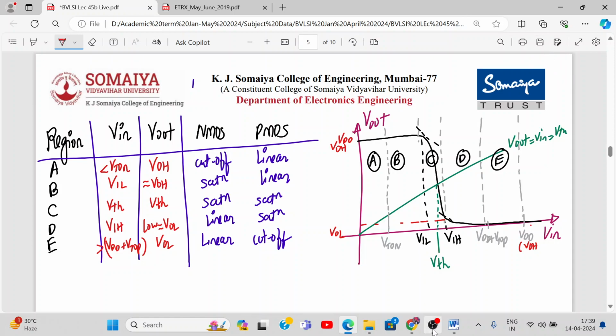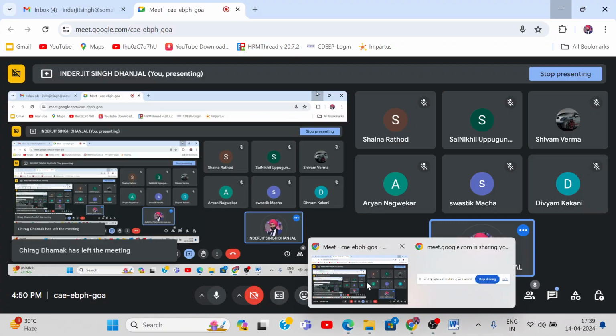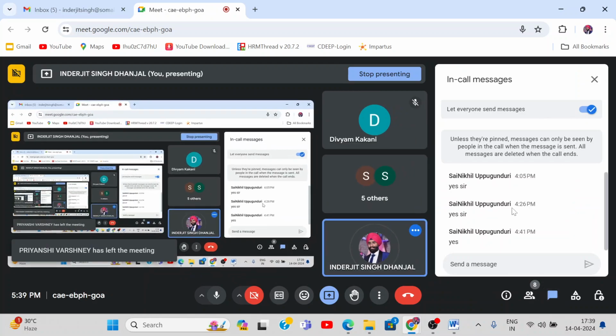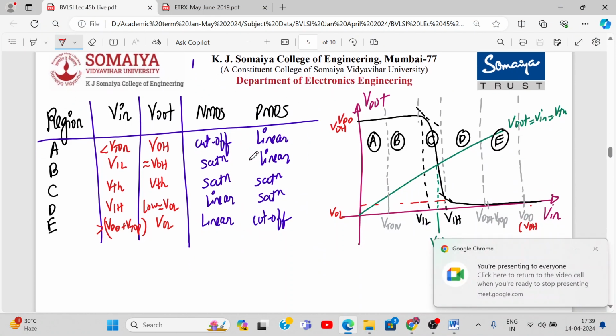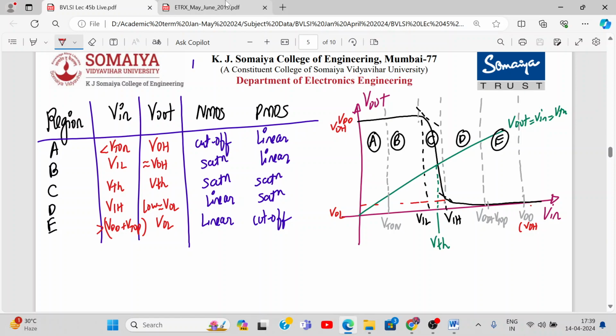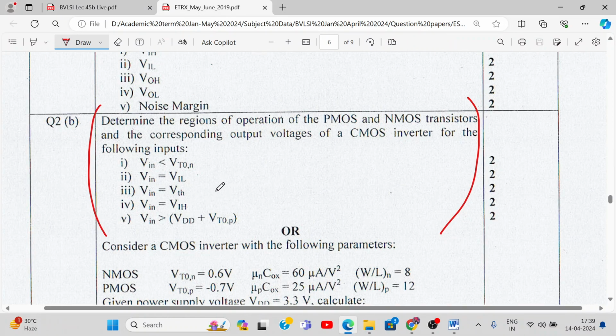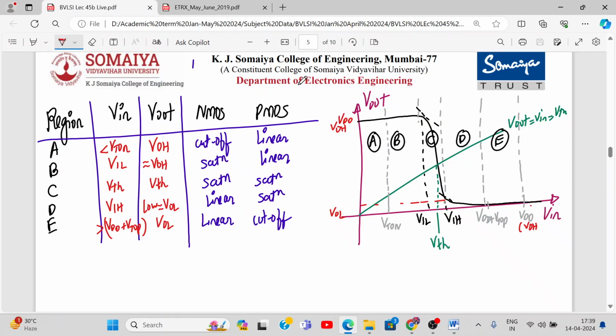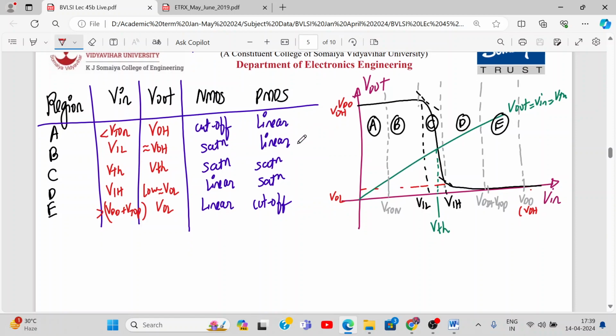Okay, so please complete this table. Anyone has any doubt? Okay, so with this table you have to explain these characteristics, as you can see very clearly. You explain the operation for region number A, B, C, D, E. We have done that in the last few lectures, and we have been explaining that once and for all. So this table will help you write this answer more clearly. You have to justify why the NMOS and PMOS work in these regions as shown over here.